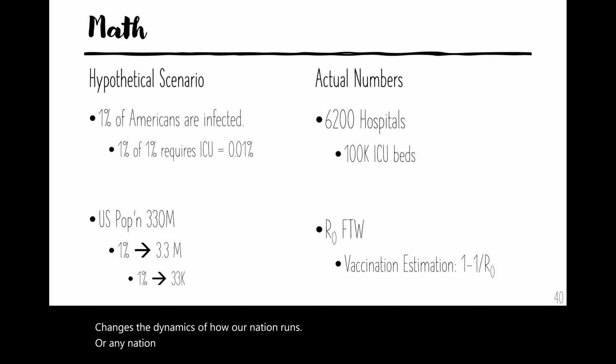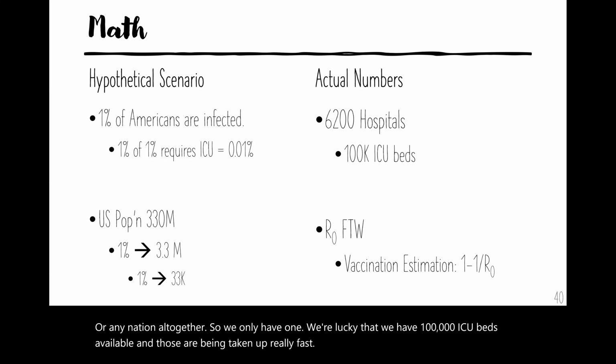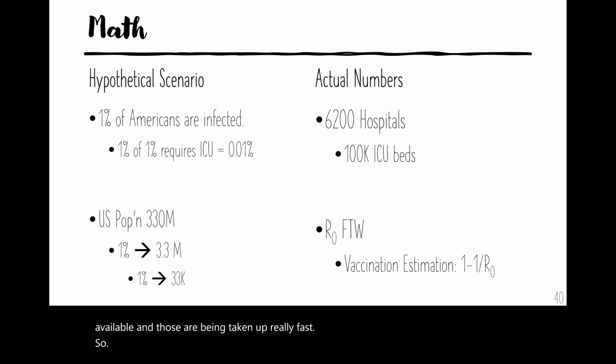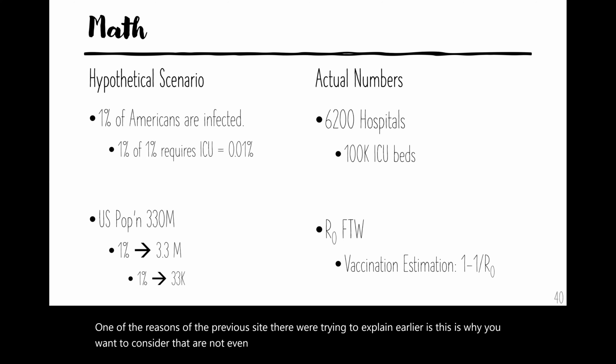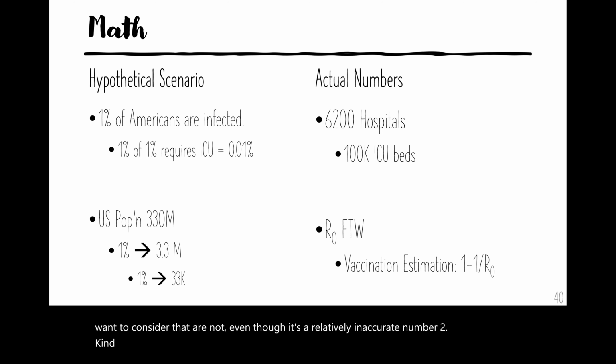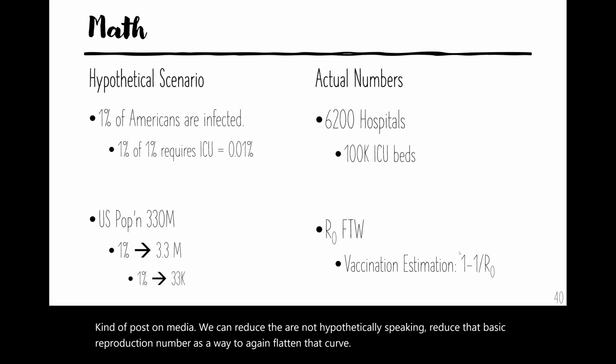So we're lucky that we have 100,000 ICU beds available, and those are being taken up really fast. So one of the reasons for the previous slide that we're trying to explain earlier is this is why you want to consider that R naught. Even though it's a relatively inaccurate number to post on media, we can reduce the R naught, hypothetically speaking, reduce that basic reproduction number as a way to, again, flatten that curve. Again, it's not a cure.